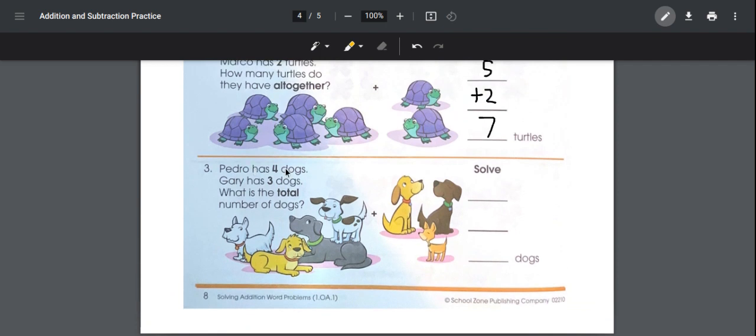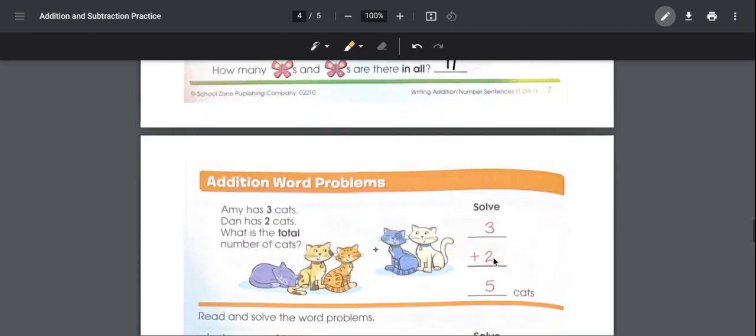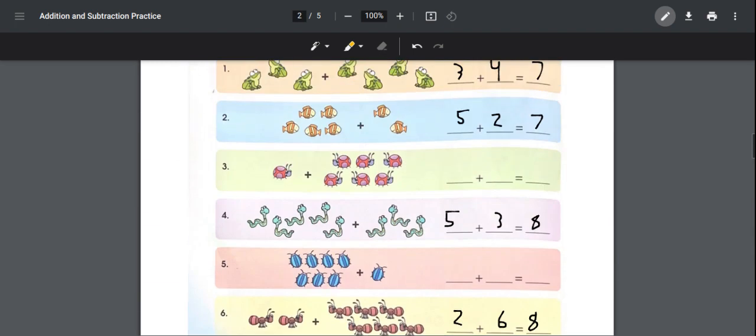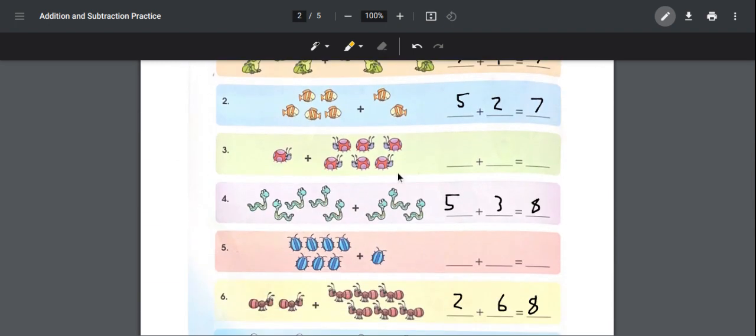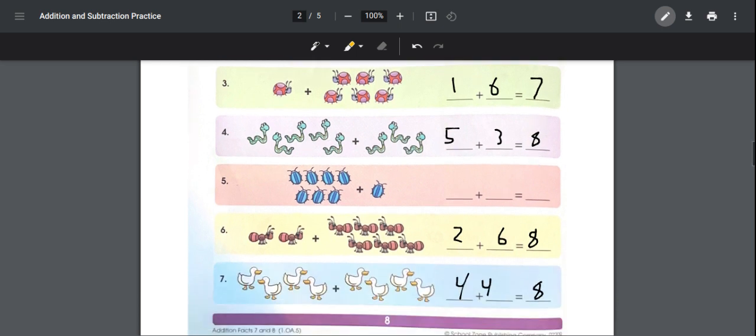Okay, number 3 says Pedro has 4 dogs. So we write 4, and then it says Gary has 3 dogs, and what is the total number of dogs? So again, we must add Gary's dogs and Pedro's dogs to find the total number of dogs. So 4 plus 3 is equal to 7. And just for more practice, we'll go back and do some more. So number 3. So there's 1 ladybug on the left and 6 ladybugs on the right. So 1 plus 6 is equal to 7.